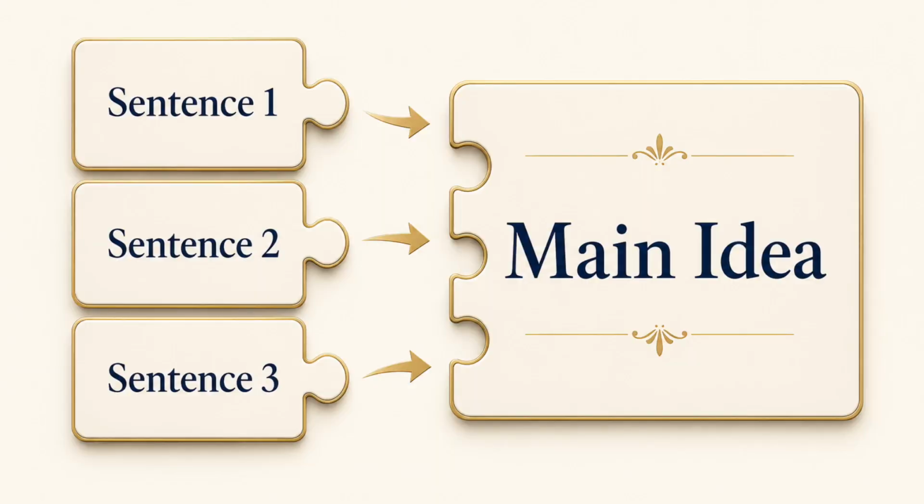Sometimes the main idea is directly stated in one sentence. That sentence is called the topic sentence, and we have already learned that. But not every paragraph gives you the main idea so clearly. Sometimes the main idea is divided across two or more sentences. When this happens, the reader must piece the ideas together.